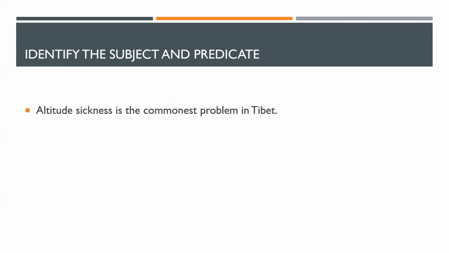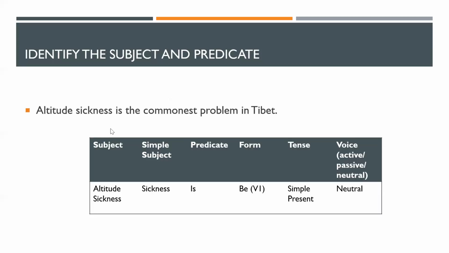Yeah. The next one is: altitude sickness is the commonest problem in Tibet. So you have altitude sickness as the subject, and the last word is sickness, so it will be the simple subject. The predicate here is "is," which is be in the form of verb 1, so we have simple present. Because we have be standing alone here, it will be neutral, because we don't have any content verb.